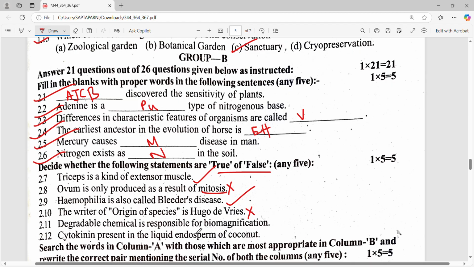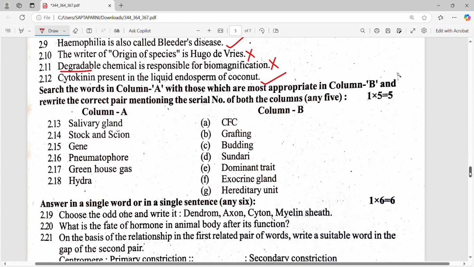Degradable chemical is responsible for biomagnification. It is also wrong. It is not degradable chemicals, it is persistent chemical materials. Cytokinin is present in the liquid endosperm of the coconut. It is correct. Next, you have to match the columns.